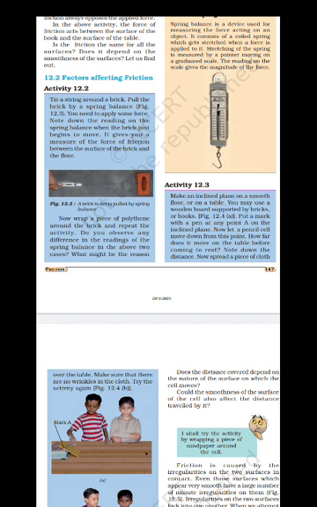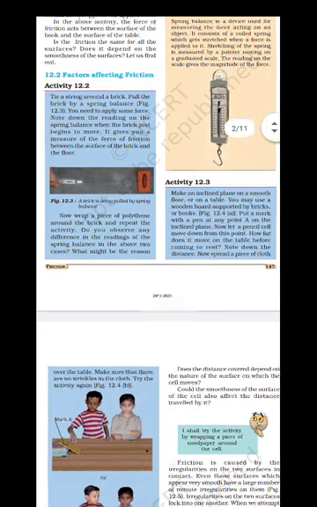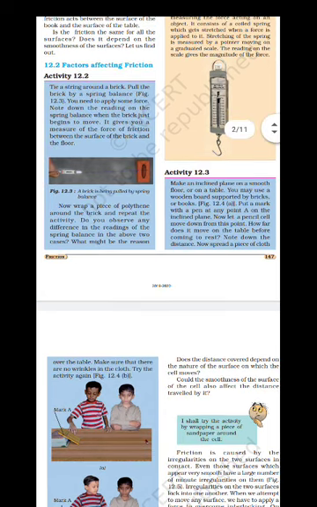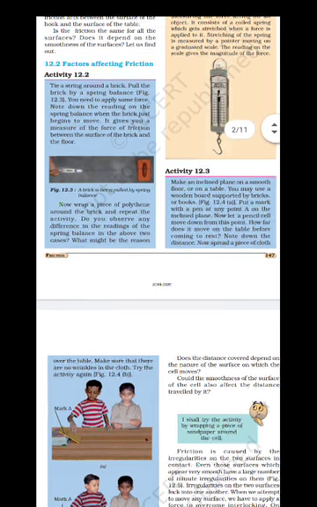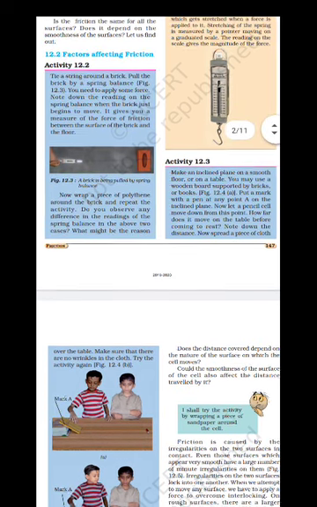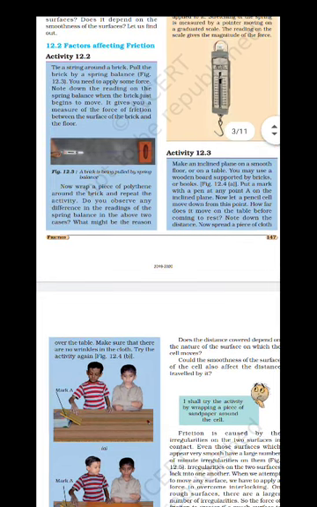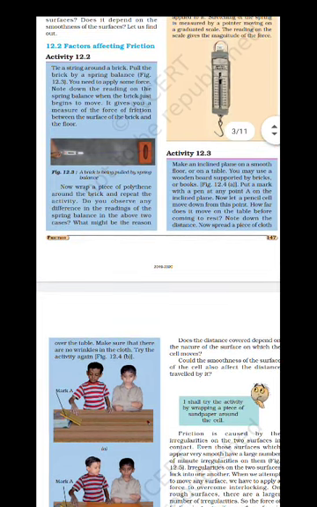So, this type of spring balance is there, which measures the force acting on an object. It consists of a coiled spring which gets stretched when a force is applied to it, and the stretching of the spring is measured by the pointer moving on a graduated scale. The reading on the scale gives the magnitude of the force. Magnitude of the force means how much the force is there.